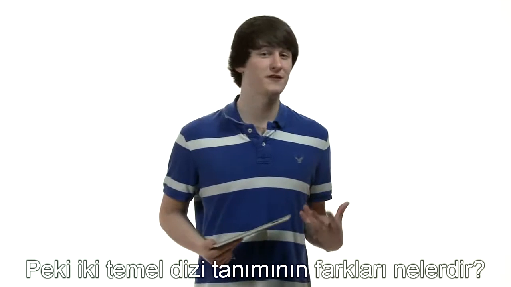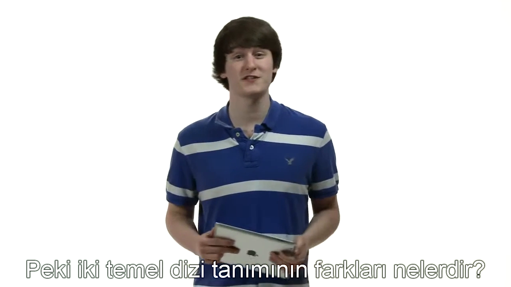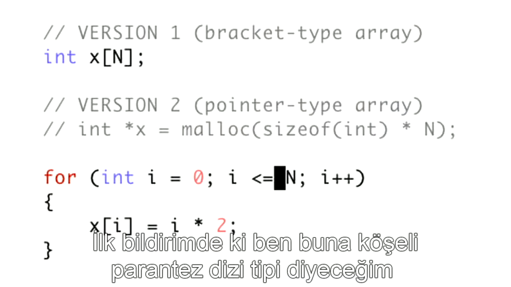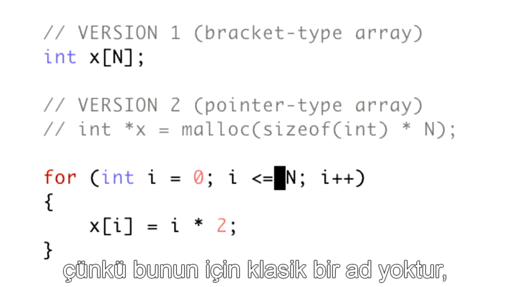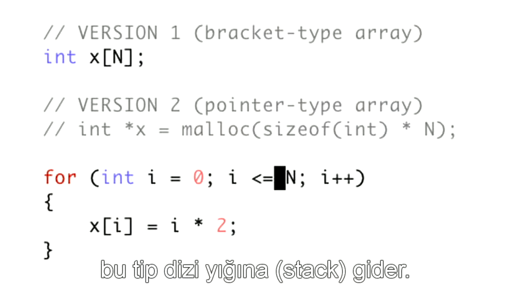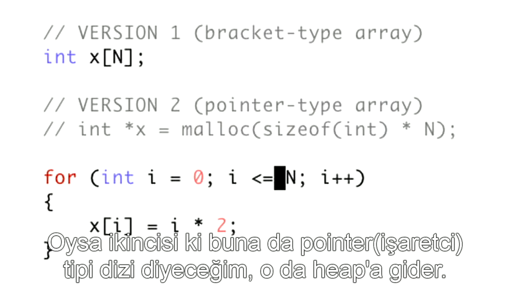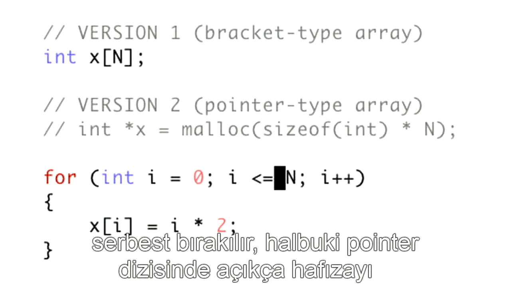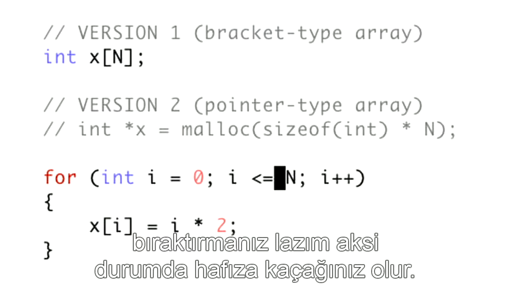So what are the major differences between the two types of array declarations? One difference is where the big block of memory goes. In the first declaration, which I'll call the bracket array type, though this is by no means a conventional name, it will go on the stack, whereas in the second, which I'll call the pointer array type, it will go on the heap. This means that when the function returns, the bracket array will automatically be deallocated, whereas you must explicitly call free on the pointer array, or else you have a memory leak.